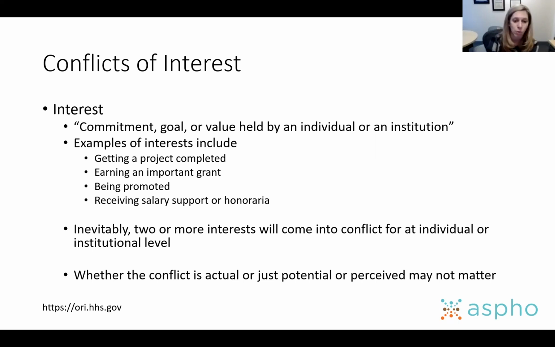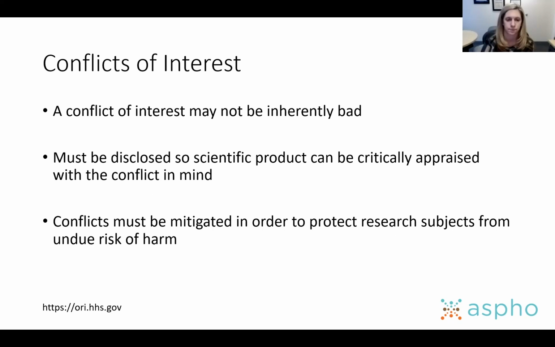and it's almost inevitable that 2 or more of these interests could come into conflict for an individual or at the institutional level. And importantly, when we talk about conflict of interest, it's not as important to think about whether the conflict is an actual reality or whether there's just a potential for a conflict or a perception of a conflict. Sometimes potential or perception is what's most important.